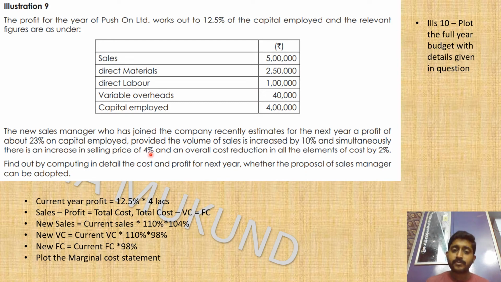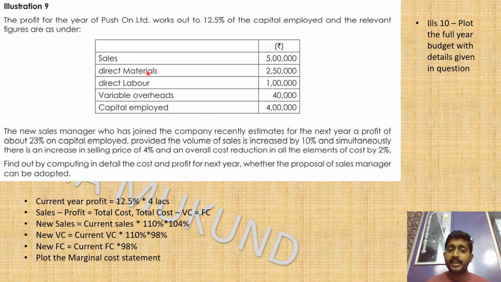How can this be achieved? By increasing the sales volume, or sales quantity, by 10%, and the selling price should be increased by 4%, and there is also an overall cost reduction in all elements of cost.